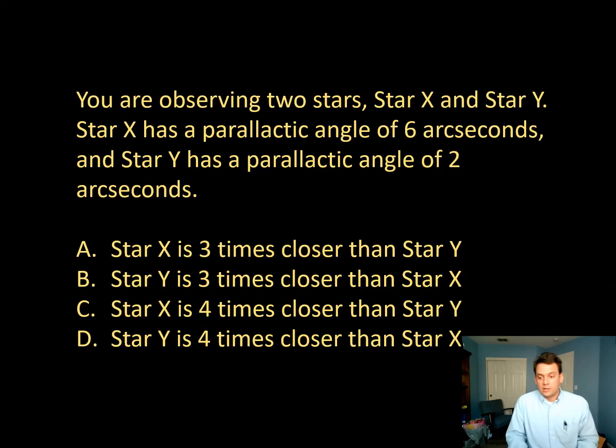So let's put this into action a little bit now. Consider the following example. You're going to observe two stars, X and Y, and star X has a parallactic angle of 6 arcseconds. That means that when you look at its location in June and you look at its location in December, its apparent movement in the sky, the angle between those two locations, is 6 arcseconds. So not a big parallactic angle, but you're able to measure that. Star Y has a parallactic angle of 2 arcseconds. So the question is, which one is farther away and by how much?